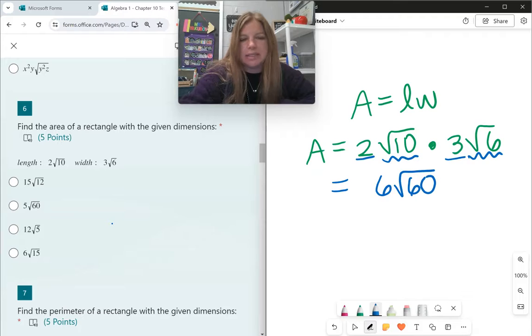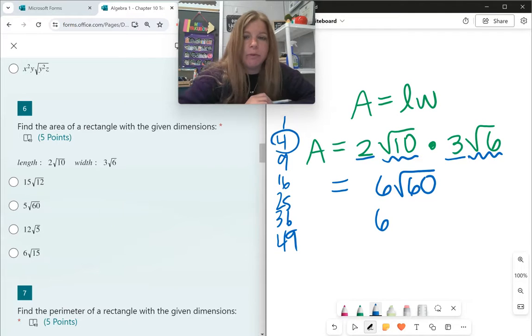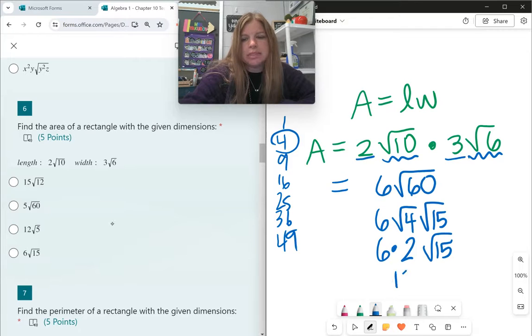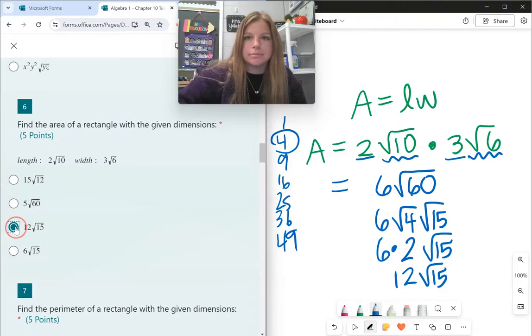But I know this is not a simplified answer. I need to break this down further. So 60, what perfect square goes into 60? Is it 1, 4, 9, 16, 25, 36, 49? It is 4. 4 is the biggest one. So 60 gets broken down into radical 4 times radical 15, because 4 times 15 is 60. This then becomes 6 times 2, because the square root of 4 is 2, radical 15. And what's 6 times 2? 6 times 2 is 12. And so my final answer is 12 radical 15.